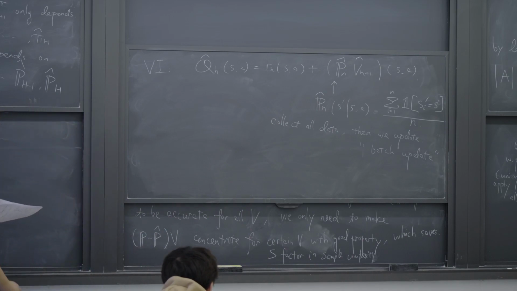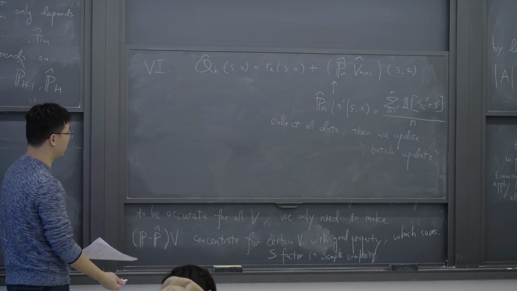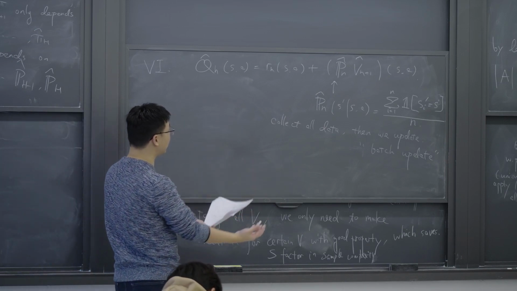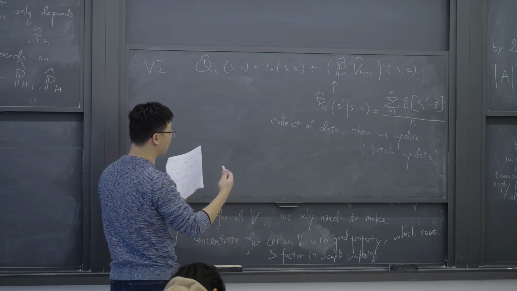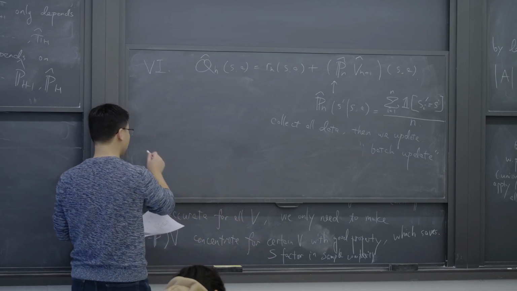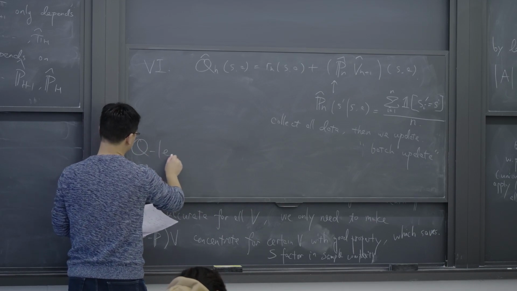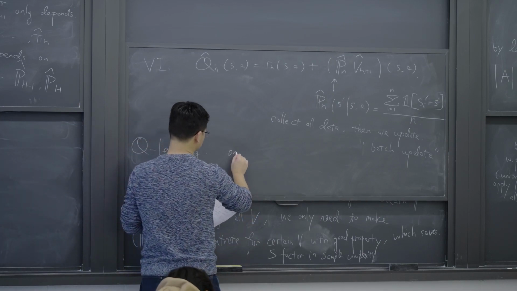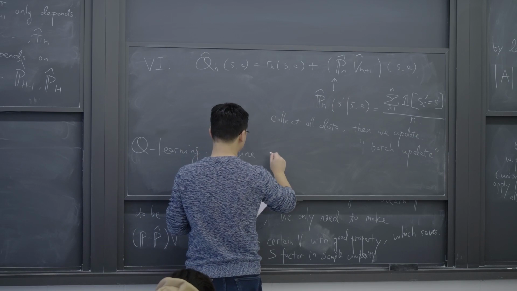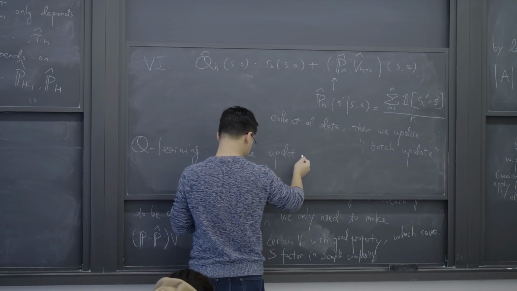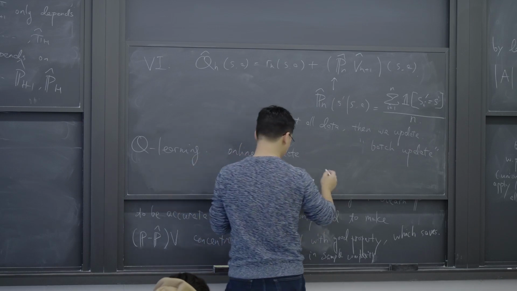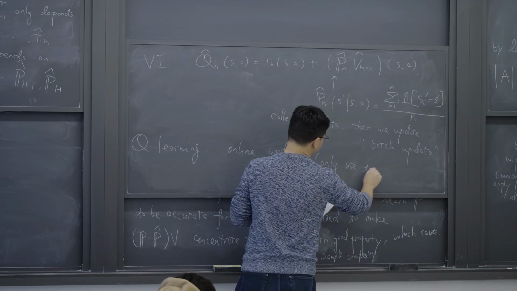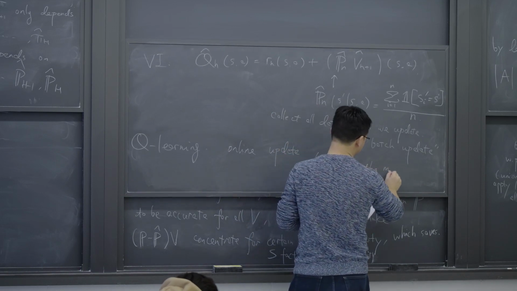In practice, there's another type of algorithm where we don't do the batch update. We actually do some incremental update. We do online update. That is, we don't wait till we collect all the data and then do this update. But as soon as we observe a single data point, we do some update. That is essentially the Q-learning algorithm. So we will do online updates, which will only use the most recent data.